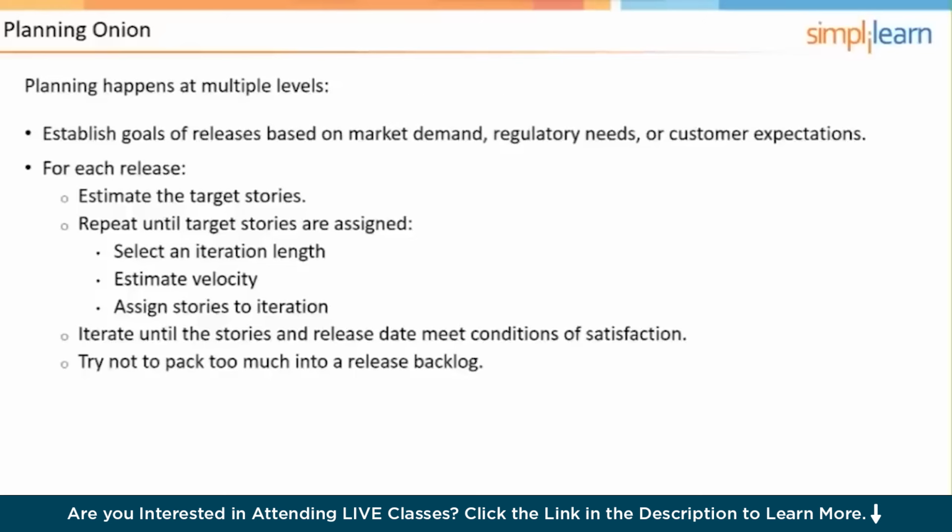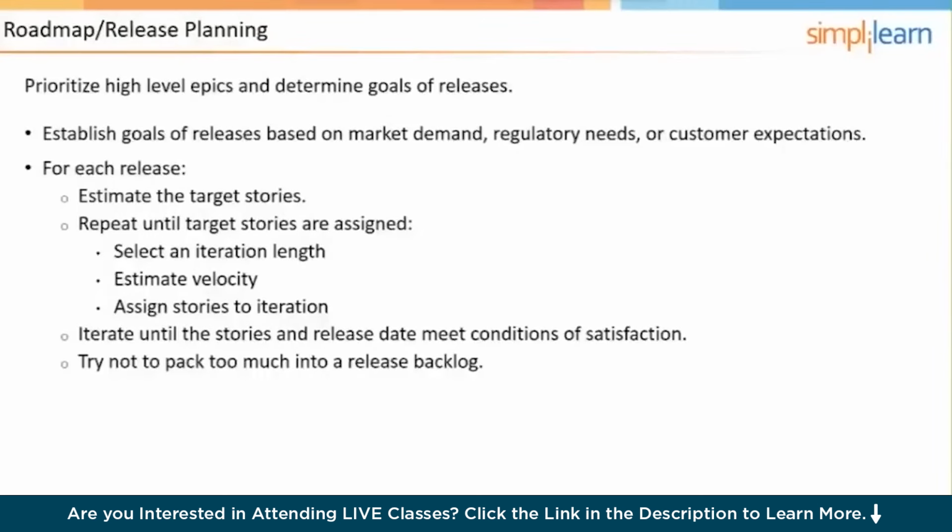We already kind of talked about the release and roadmap concept here. So let's just review this quickly. Prioritize high-level epics and determine goals and releases. So we'll use epics and themes in order to group things together. You know, what should be included in what's released. So what are the goals for the releases? Then the first bullet point, establish goals of release based on market demand, regulatory needs, or customer expectations. For each release, you want to estimate the target stories. Repeat until the target stories are assigned an iteration length.